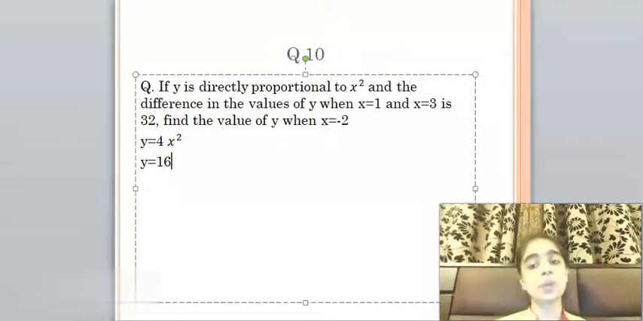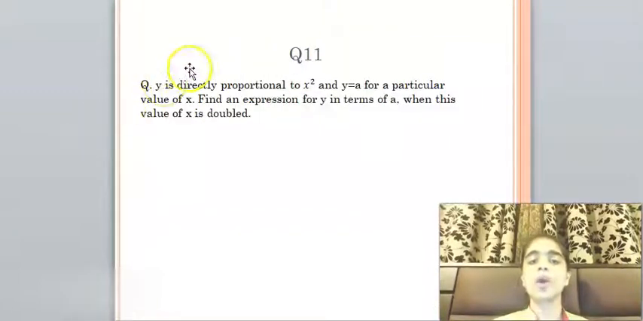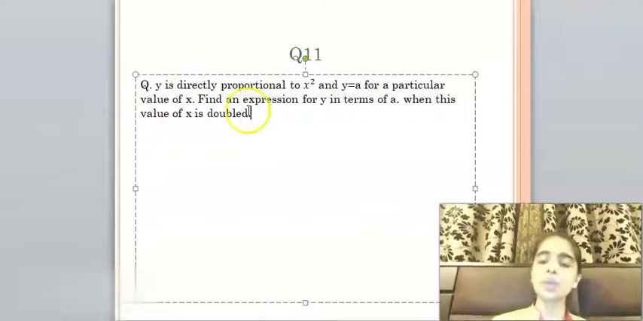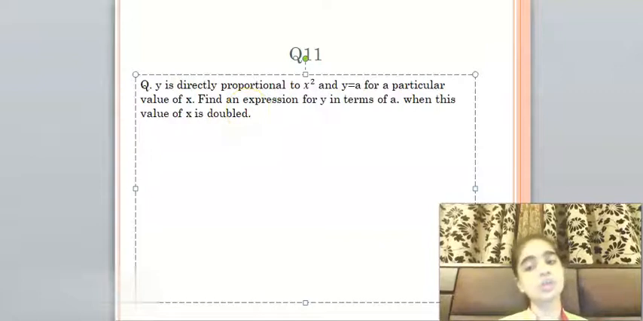Now let's move to question number 11. y is directly proportional to x square and y is equal to a for a particular value of x. Find an expression for y in terms of a when this value of x is doubled. Now there are two ways to do this. Again, you can either use the formula or the unitary method. First, I will show it with the unitary method. Then I will show it with the formula.